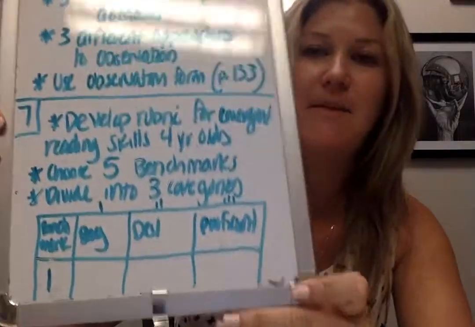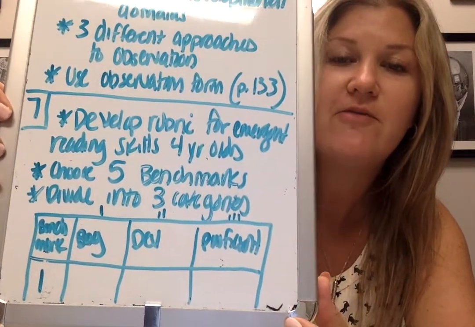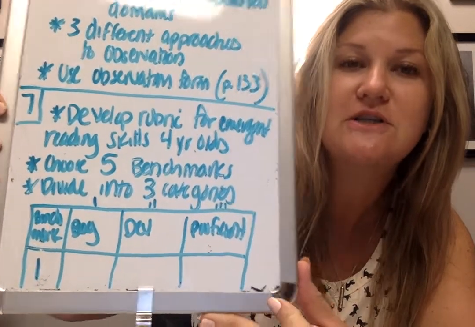The second assignment, which is assignment 7, I'm asking that you develop a rubric for 4-year-olds and emergent reading. All right, so this rubric you're going to develop from the Florida Early Learning and Developmental Standards for 4-year-olds. I included a link in your course content. So you're going to go to page 98, which is where emergent reading starts. You're going to look for the benchmarks.